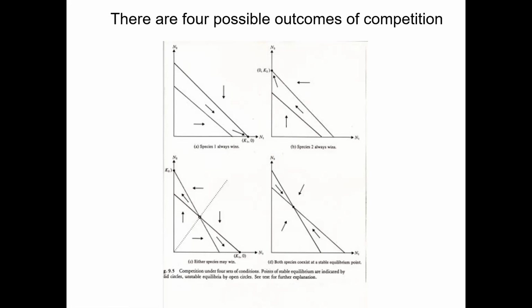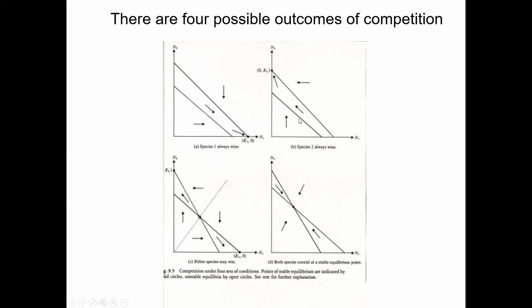What happens if the isoclines are reversed and the species 2 isocline lies outside the species 1 isocline? Well, okay, so here's species 1's isocline now, and here's species 2's isocline. So remember, species 1 grows from left to right, and it declines from right to left until it hits this line. Species 2 grows up and declines down until it hits this isocline.